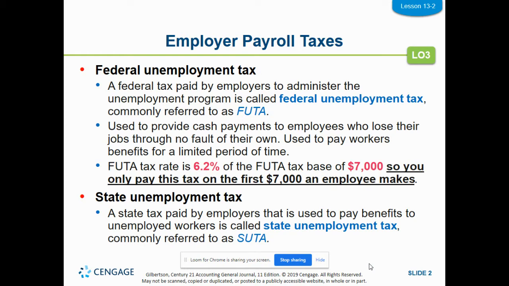The FUTA rate in the book is 6.2% of the tax base. Similar to what we talked about in chapter 12 with the tax base, employers only pay on the first $7,000 that each employee makes. So that is the tax base. After an employee has made $7,001, the employer does not have to pay that 6.2% anymore for that calendar year. And then state unemployment tax is referred to as SUTA. So FUTA for federal unemployment tax, SUTA for state unemployment tax.